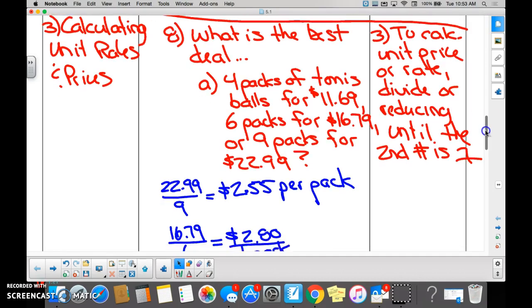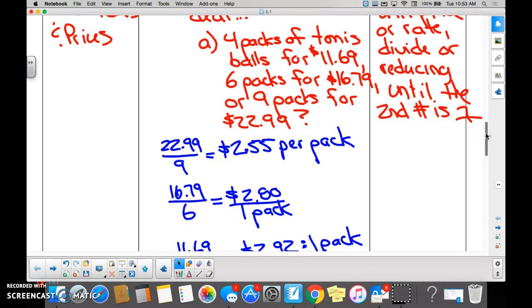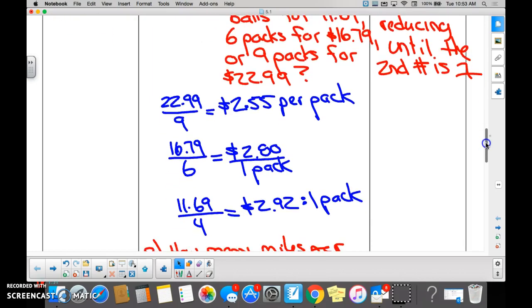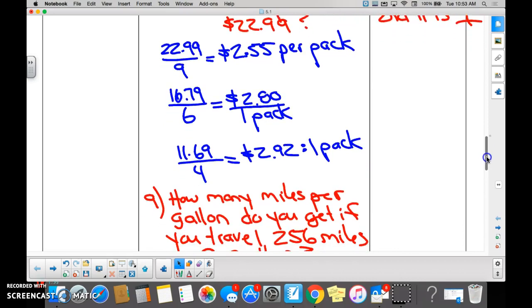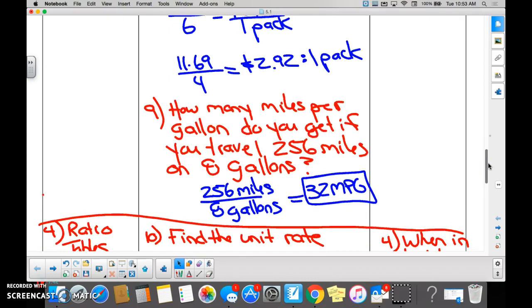So in this tennis ball example, we had to calculate what was the price per pack. Per pack would be per 1 pack for each of them in order to figure out what the best deal was. And the best deal was the 9-pack. It cost $2.55 per pack, whereas the rest were just slightly more expensive, which is usually the case in real life. Miles per gallon, a lot of people keep track of how far their car drives per gallon of gas, and that would be also a unit rate.